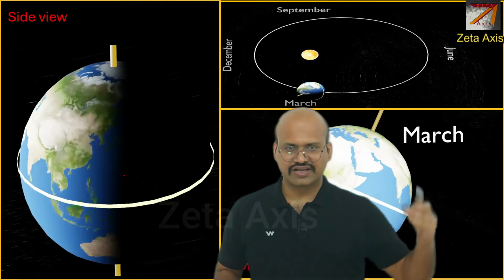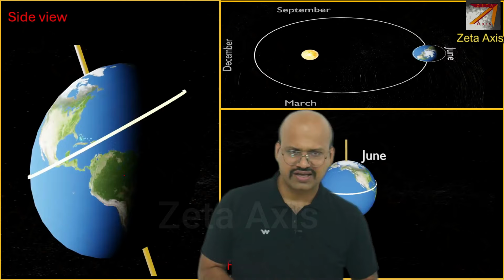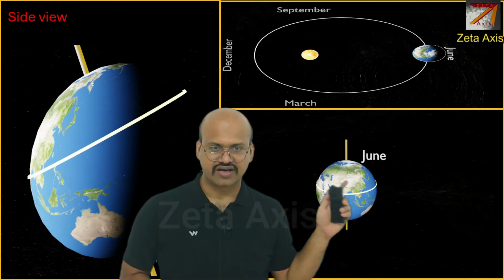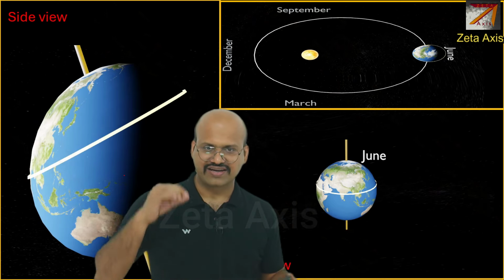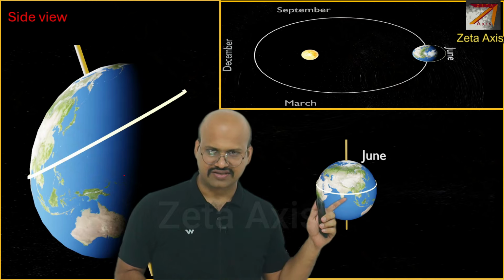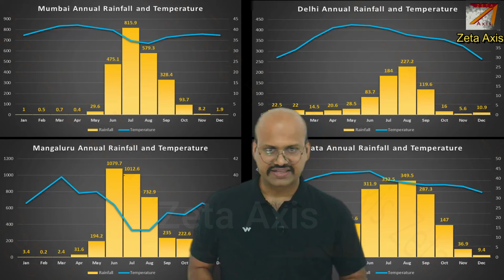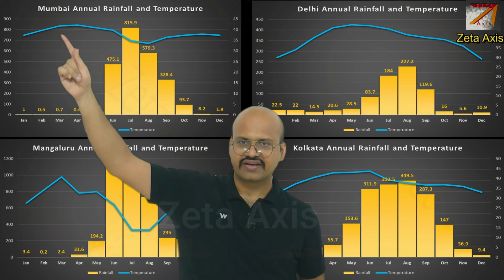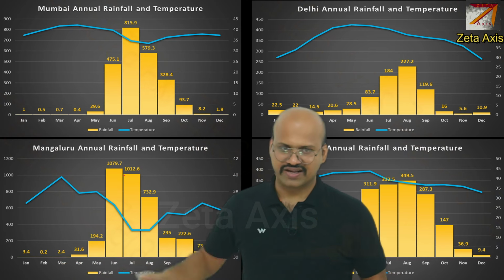Now as the Earth moves further to this region in June, we can clearly see that the Earth is directly receiving these rays, and the Indian subcontinent is directly under the sun. The sun is heating this region. So a large amount of heat is absorbed, and this raises the temperature. We can clearly see in all these four cities, Mumbai, Delhi, Mangaluru and Kolkata, the temperature is higher in this region. However, the rainfall is very less.